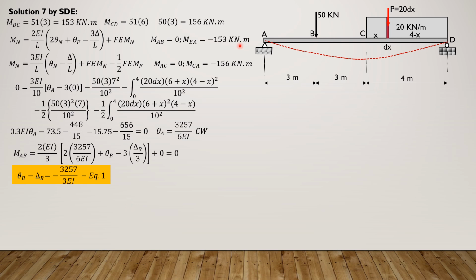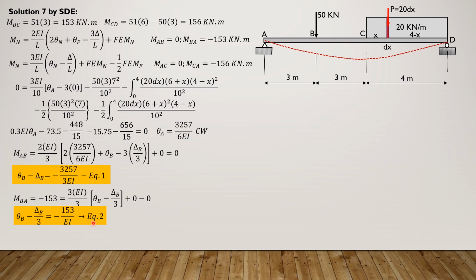Likewise, we set up MBA, and MBA is equal to negative 153, and it is equal to 3 EI over L this time, 3 EI over L because the far end A has 0 moment. Quantity theta B minus delta over L, or the delta B over 3. Then again, there's no moment in between, so plus 0 minus 1/2 of 0. Simplifying, theta B minus delta B over 3 is equal to negative 153 over EI.